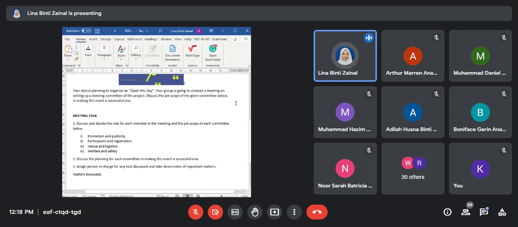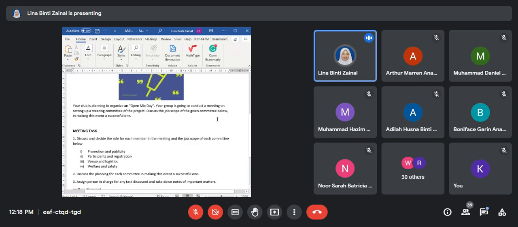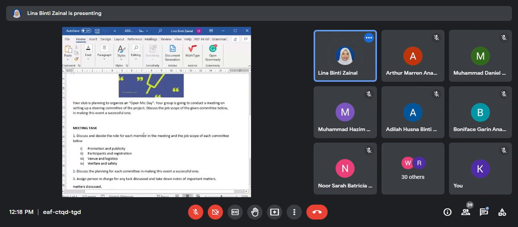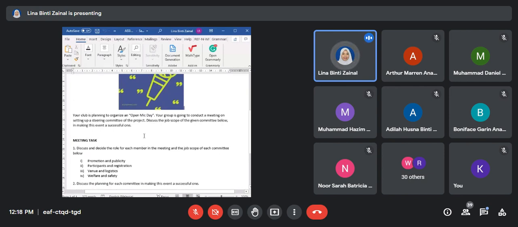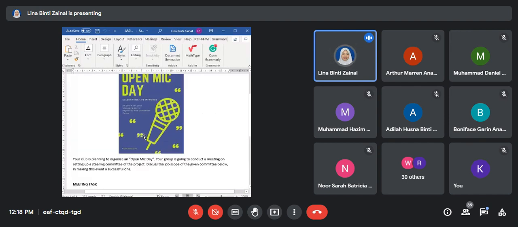Basically the process of the meeting is the same. Task 1 still needs to decide the role of each committee member. Agenda 2 still needs to plan for each committee. It's just that the event is different.